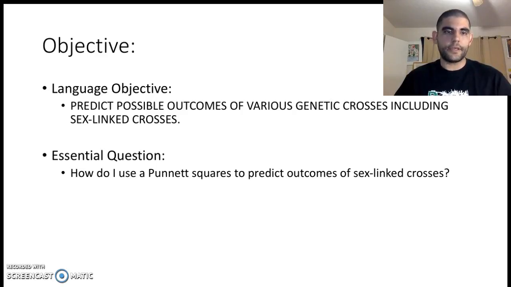Now the essential question: by the end of the class, you should be able to use a Punnett square to predict the outcomes of sex-linked crosses. This video is going to help you answer the questions of the assignment that you picked up at the door. You need to be able to answer those questions, and you must turn that in before you get out of class today. Make sure that you finish that assignment and turn it in before you get out of class. Hopefully this video can help you answer some of those questions, or all of the questions.